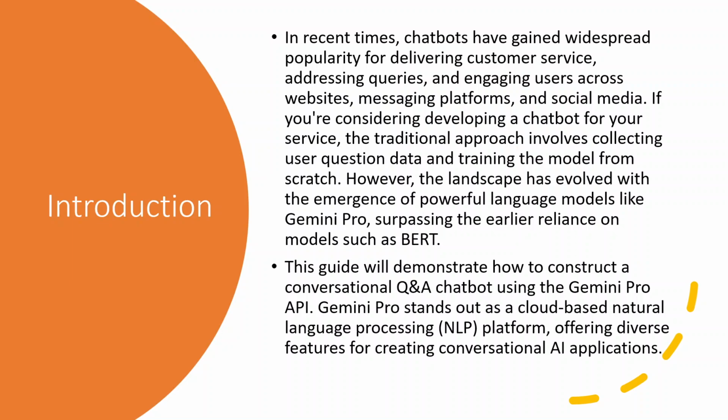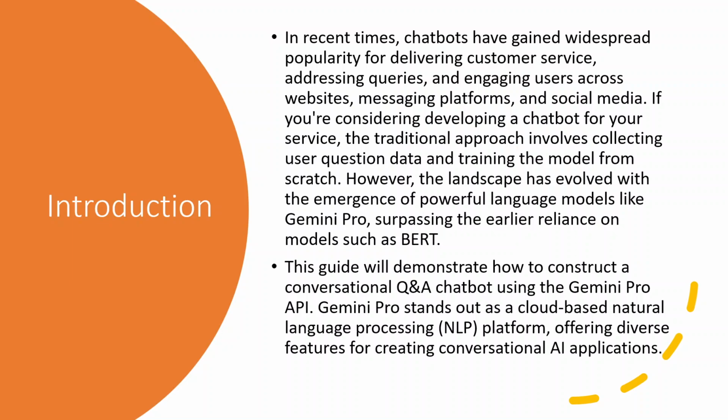However, the landscape has evolved with the emergence of powerful language models like Gemini Pro, surpassing the earlier reliance on models such as BERT. In the BERT model, what you used to do is train that model and build a chatbot on top of it. But using Gemini Pro large language models, you just need to write 45 lines of code and that's it. That is quick and easy.